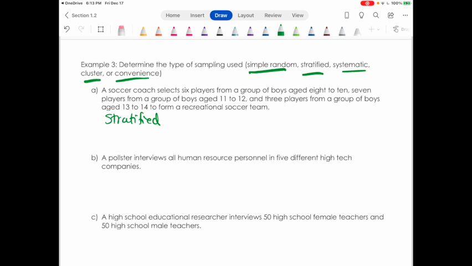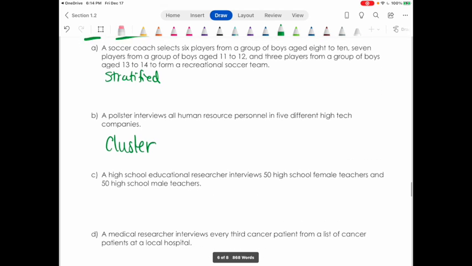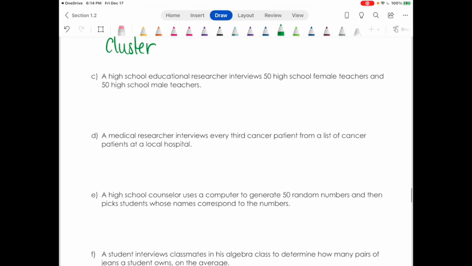Okay, part B. A pollster interviews all human resource personnel in 5 different high-tech companies. Well, if the population consists of different high-tech companies and they group them by company and then they pick 5 different high-tech companies and everybody from that company, this would be considered cluster, because they're splitting it up in groups by company and then choosing the entire company.